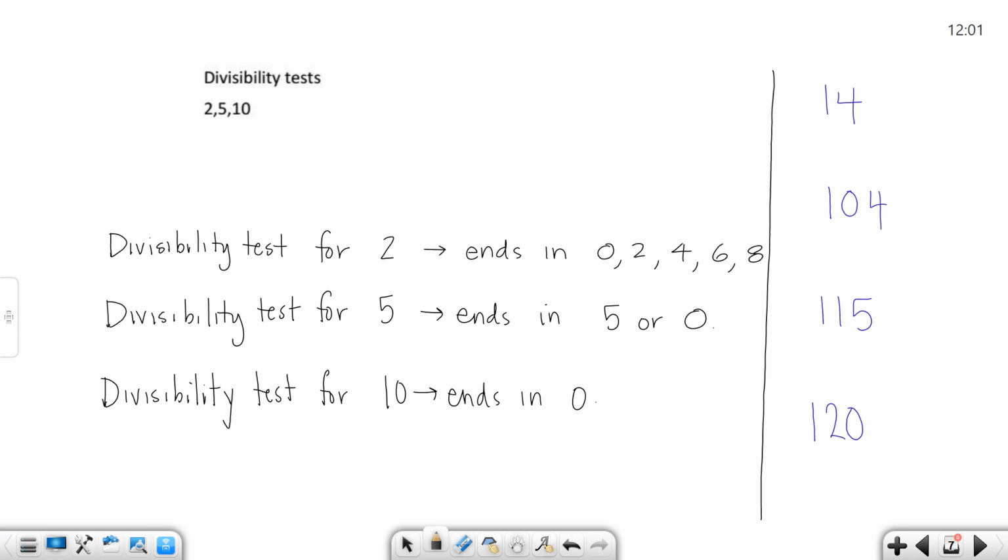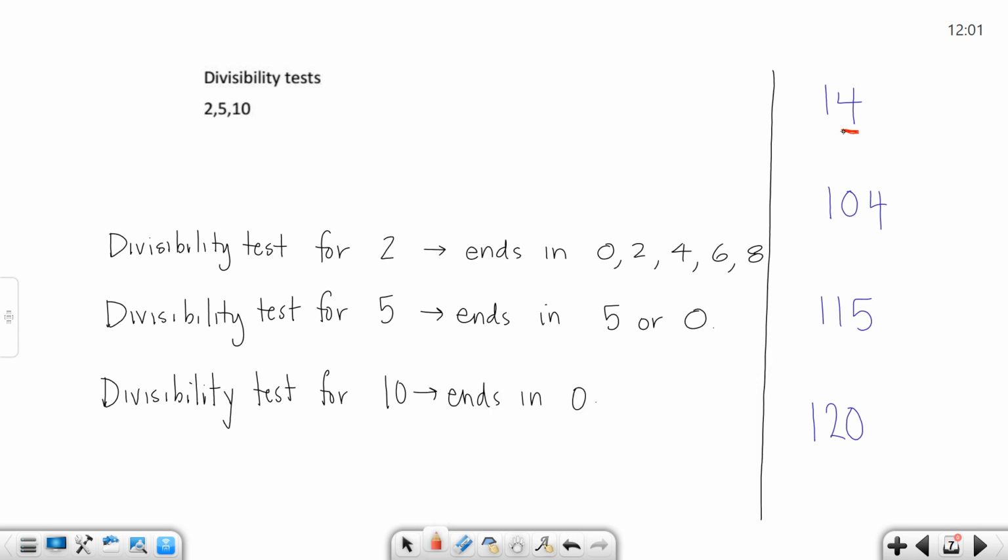And so we talked about earlier being even. Even means that the ending number in the units column is either a 0, a 2, a 4, a 6, or an 8. Okay, so let's just stop there for a second. I've given you 4 problems over here. Let's examine the divisibility of both.